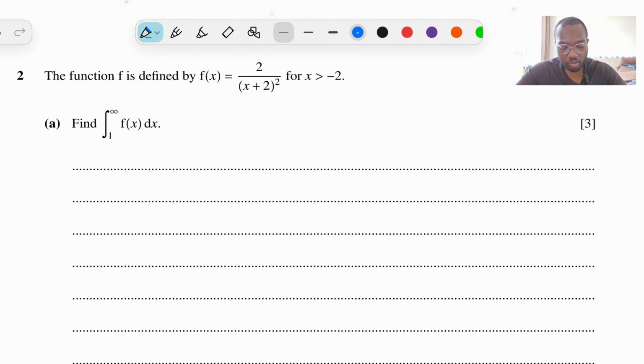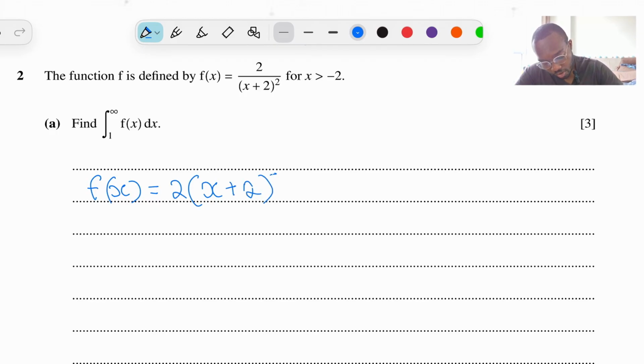So for question 2, we need to integrate between the limits of infinity and 1 of f of x, where f of x is 2 over (x plus 2) squared, when x is greater than minus 2. So I'm going to rewrite the f of x first. So I'll rewrite it as a 2 and then (x plus 2) to the minus 2.